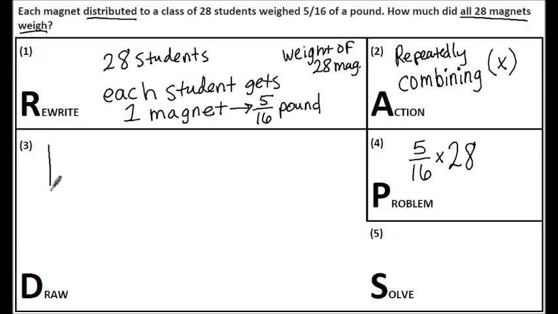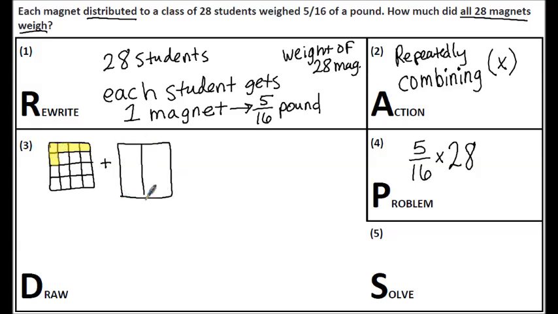So let's draw this out, and I'm going to draw one box to represent 1 pound. And I have these pounds that are split up into 16ths. So I'm going to split my box into a 4x4 box to make 16 smaller boxes. And I'm going to be adding each weight of those magnets. So I'm going to color in 5 of those 16ths because each magnet weighs 5 out of the 16 pieces that I broke that pound up into.